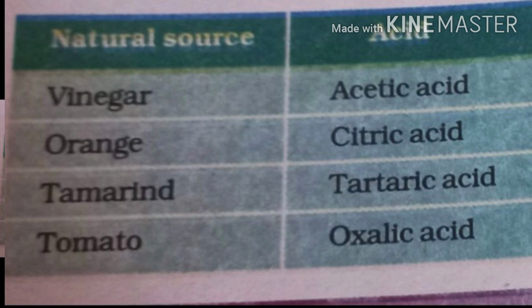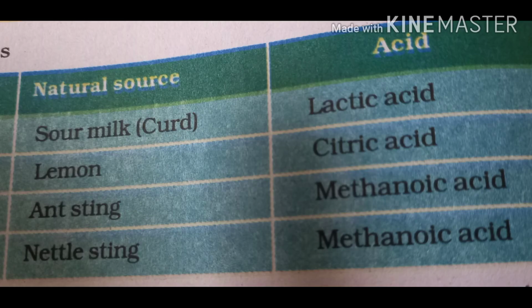Lactic acid is found in sour milk, or it is also present in the curd. Citric acid, another source is lemon. You can see here methanoic acid, which is found in ant sting as well as in the plant nettle sting.